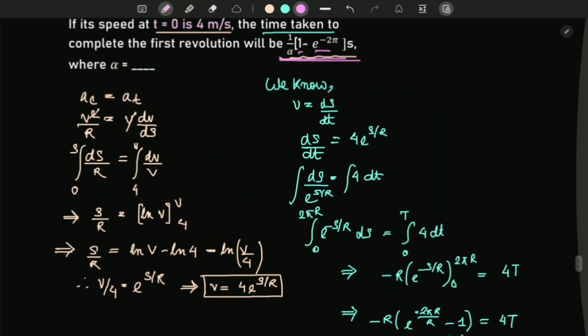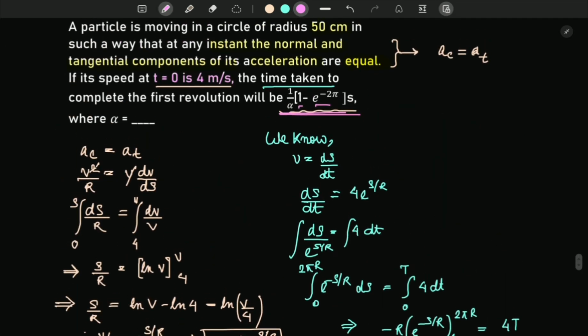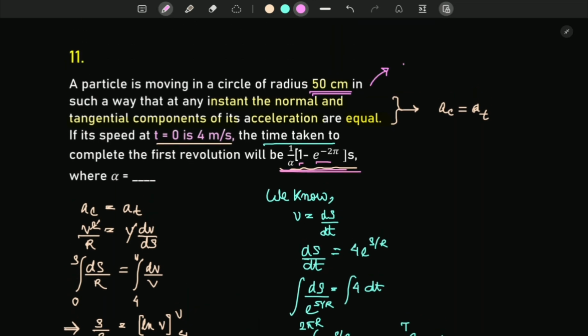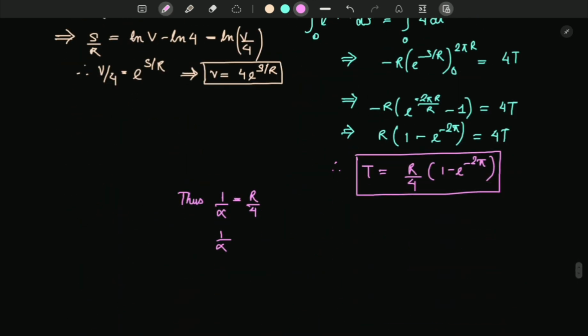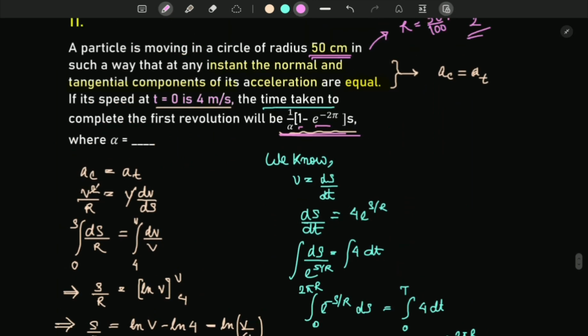And in the question I can see that r is given, radius 50 centimeter. So converting it into meter, I will get r equals 50 by 100, which is equal to half meter. So I am using this: 1 by alpha equals 1 by 2, and 4 is already in the denominator, so 1 by 8. So from this comparing, I can say that alpha equals 8. So we needed alpha, and the value of alpha is 8 in this question. So 8 is the correct answer to this question.